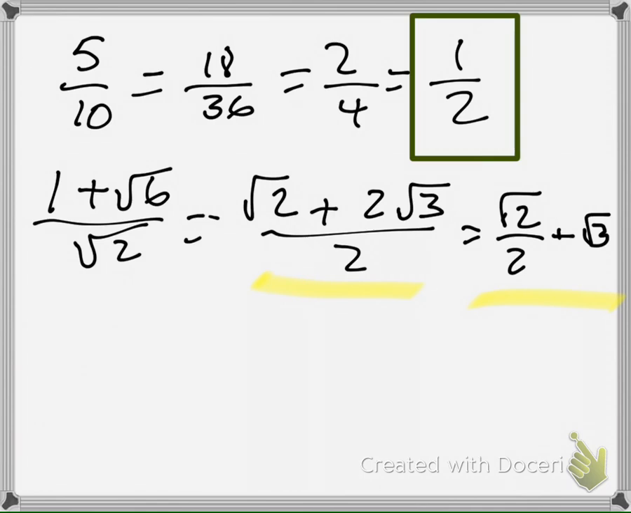So getting students to identify irrational numbers and then know the rules for simplifying irrational numbers. Of course, those rules are we can't have a perfect square factor underneath a radical, and we don't like to have radicals in the denominator. So that's the two rules for simplifying irrational numbers.